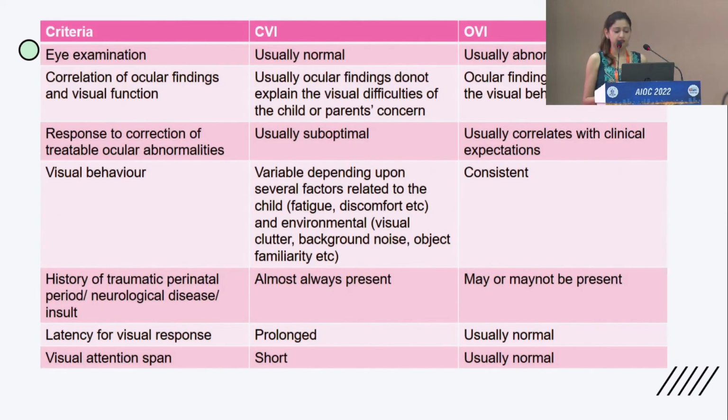So if we differentiate CVI from OVI, in CVI patients you have an unexplained decreased vision, whereas in OVI you have an ocular cause or ocular disorder which explains the abnormal visual behavior.